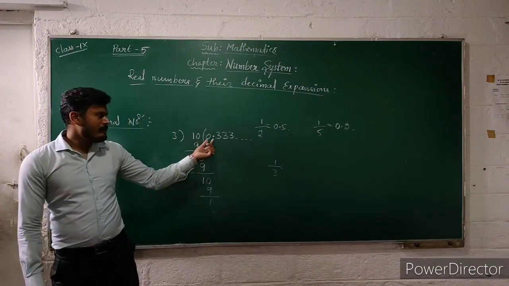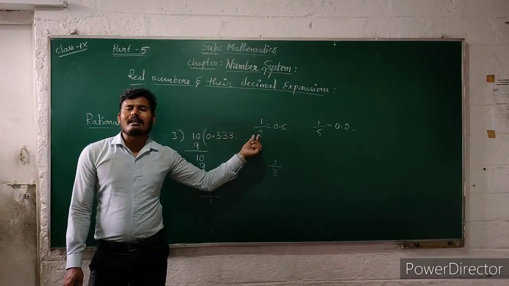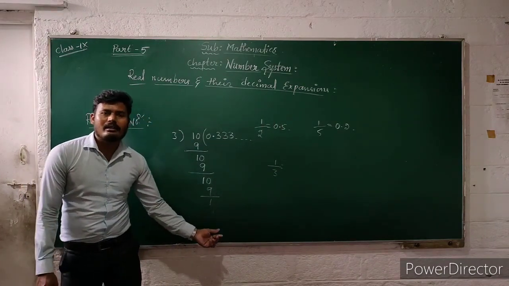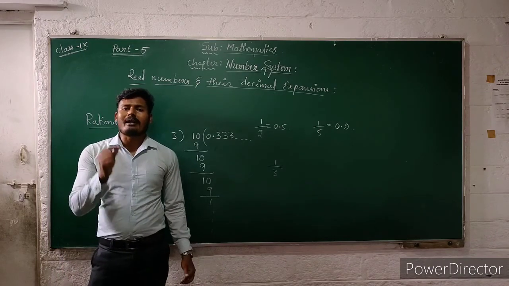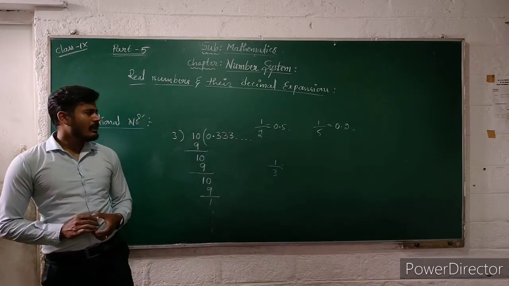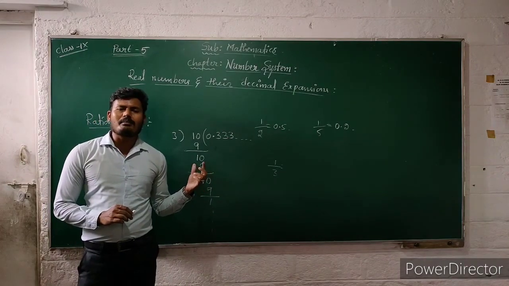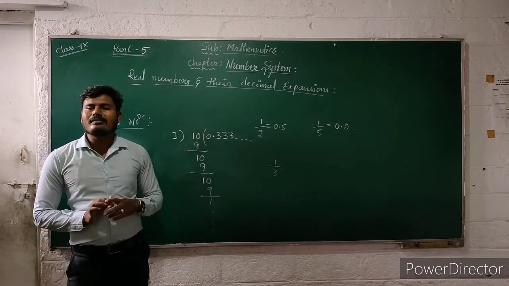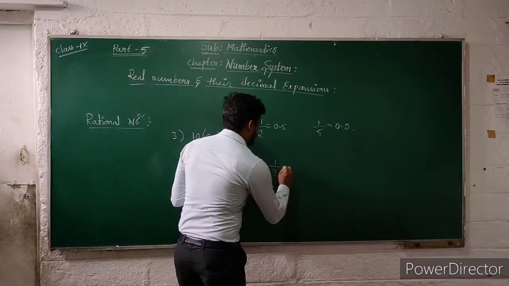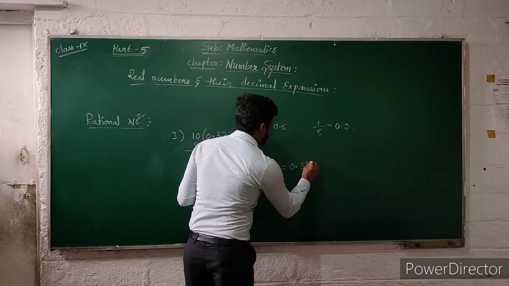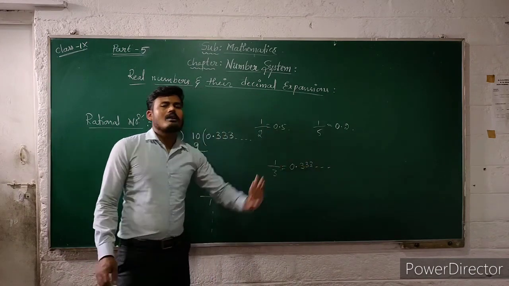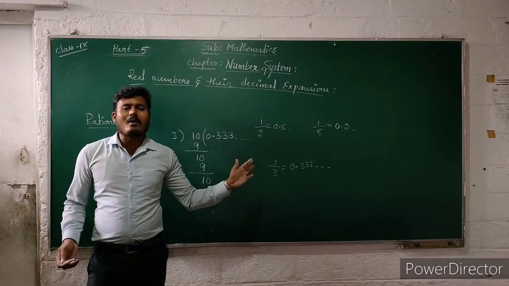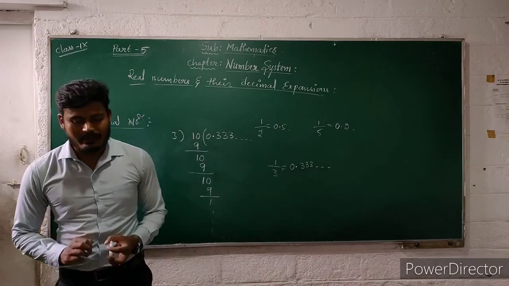If you continue this process, you will get repeating numbers like 3 3 3 3. Here the remainder also comes again and again. That remainder is 1 itself. So this kind of rational number has which kind of decimal expansion? This kind of decimal expansion. So write down this decimal expansion 0.333 and so on. Here the dots represent that there are infinitely many numbers after the decimal point.